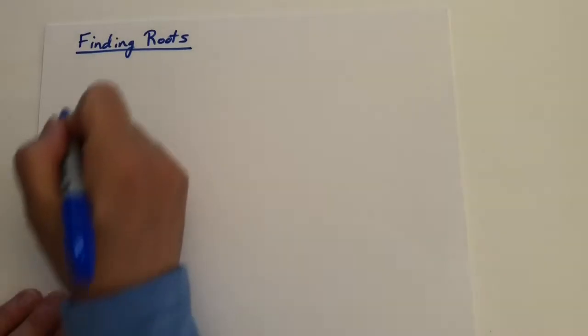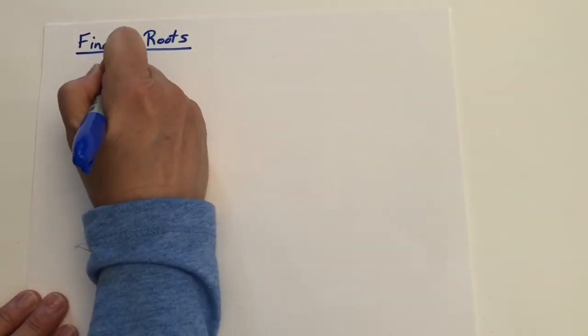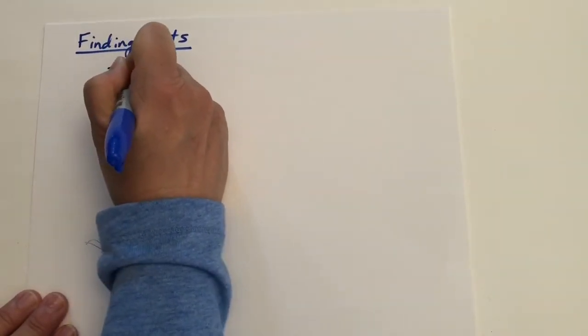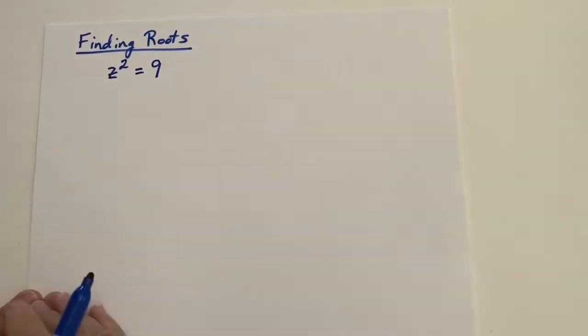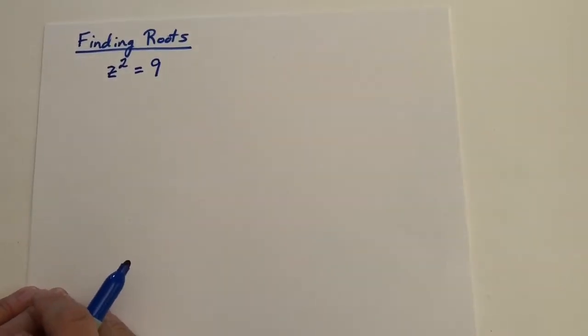I want to talk about finding roots of complex numbers. When finding roots, every complex number has 2 square roots, 3 cube roots, 4 fourth roots, and so on. Finding some of the roots is very much like we did in algebra. When you're solving this equation, z squared equals 9, you're finding the 2 square roots of 9.